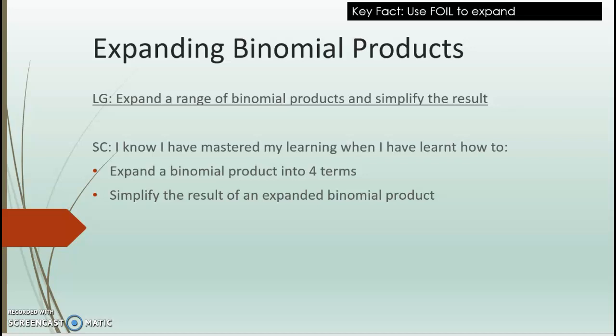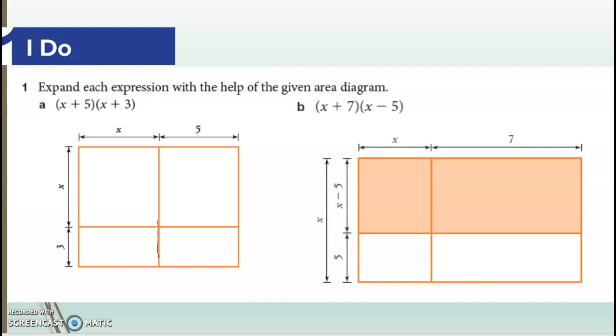In this video, we're going to be expanding binomial products. So our goal today is to be able to expand a range of binomial products and then simplify the result. A binomial product is, we've got two brackets and they're multiplied together. Unlike in algebra, we don't need to write this multiplication symbol, so it's often represented just like here in 1a.